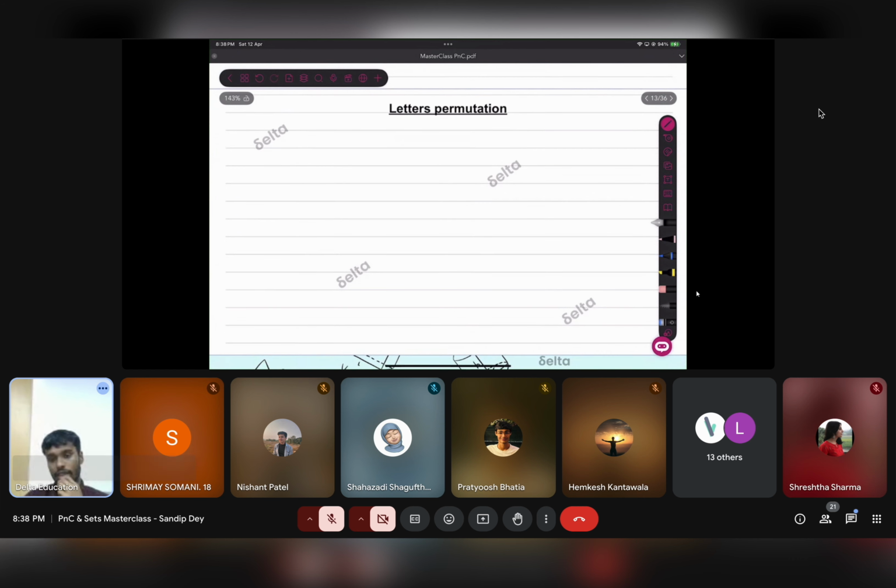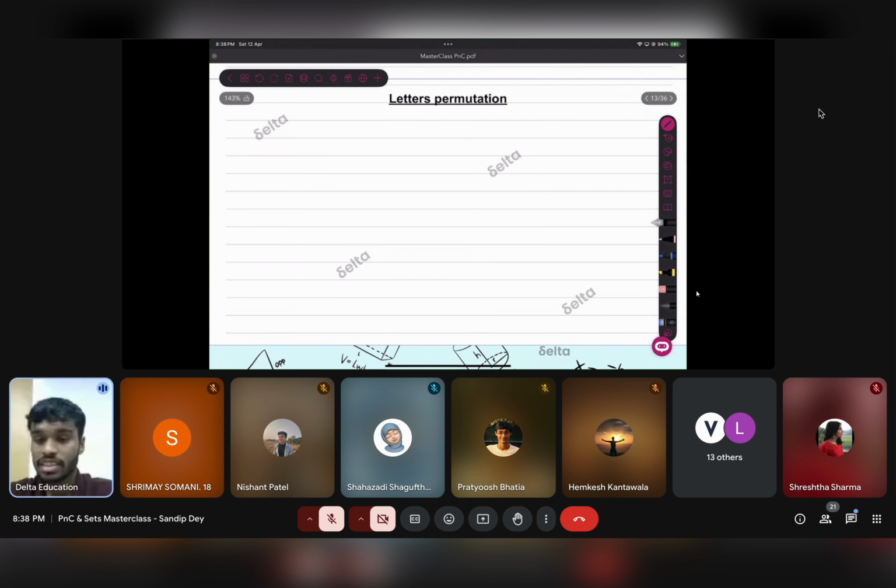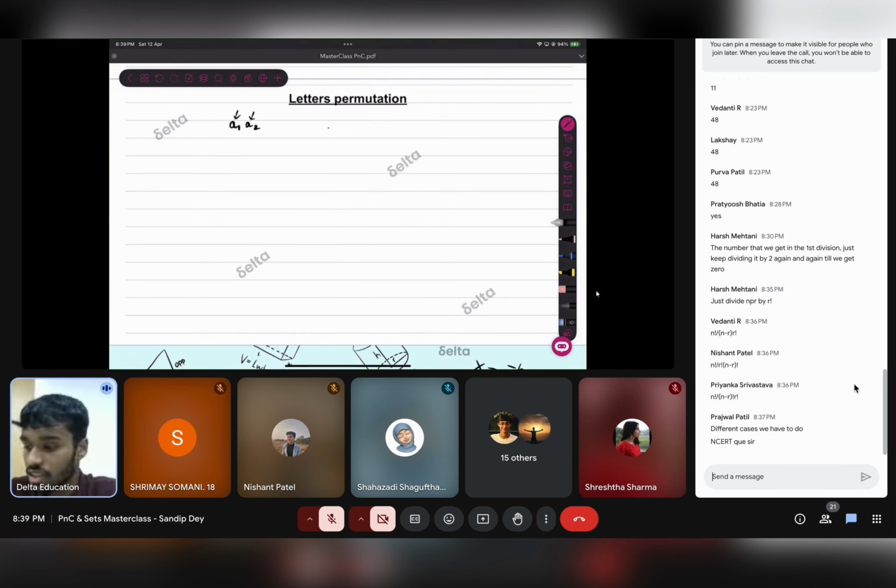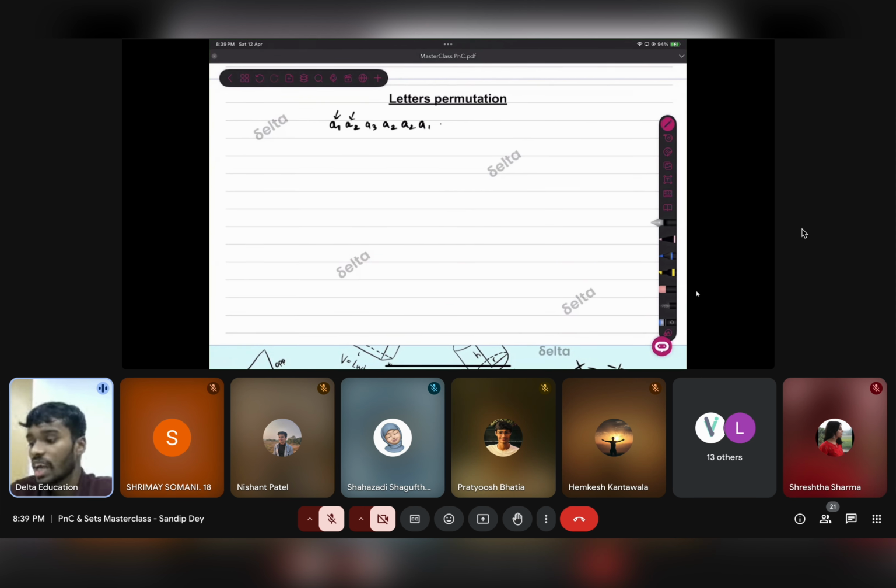So now the next important topic is letter permutation. This is also one of the famous topics for NSET. It basically says that if you have some letters, or let's say some digits, so you have a number where there are some digits, all the digits I'm showing by A1, A2, like that, right? So let's say the number is A1, A2, A3, then A2 again, then A2 again, then there is A1. In how many ways can I arrange those numbers, that is, how many different arrangements are possible?